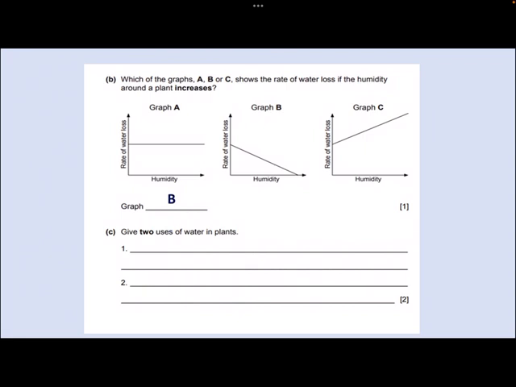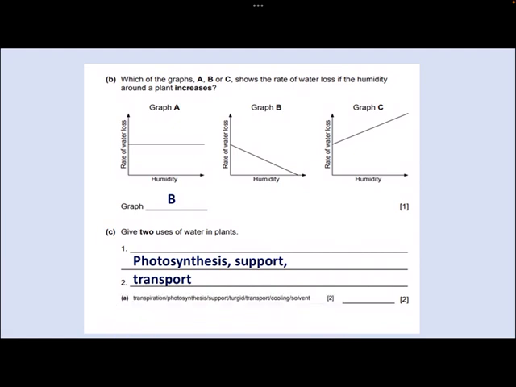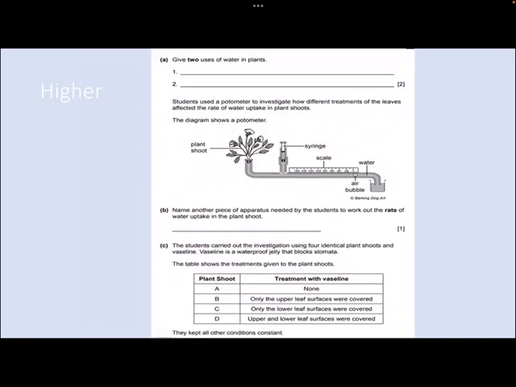And give 2 uses of water in plants. Well, we've given you 4 earlier. So you could say photosynthesis, support, transport. We've already done transpiration within the question. But these are the general ones that they look for: transpiration, photosynthesis, support, turgid, transport, cooling or solvent. A higher tier question, again, starting off with give 2 uses of water in plants. So the same thing: transpiration, photosynthesis, support, turgid, transport, cooling or solvent.